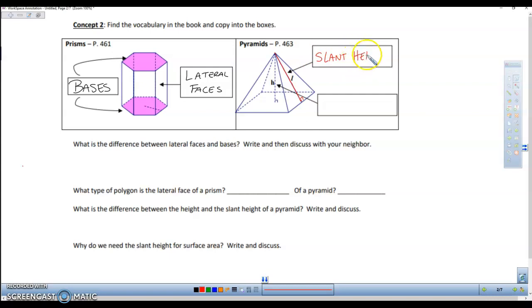The variable that we use to represent slant height is a cursive L. And here in the middle, the actual perpendicular distance from the vertex down to the base itself is the height.